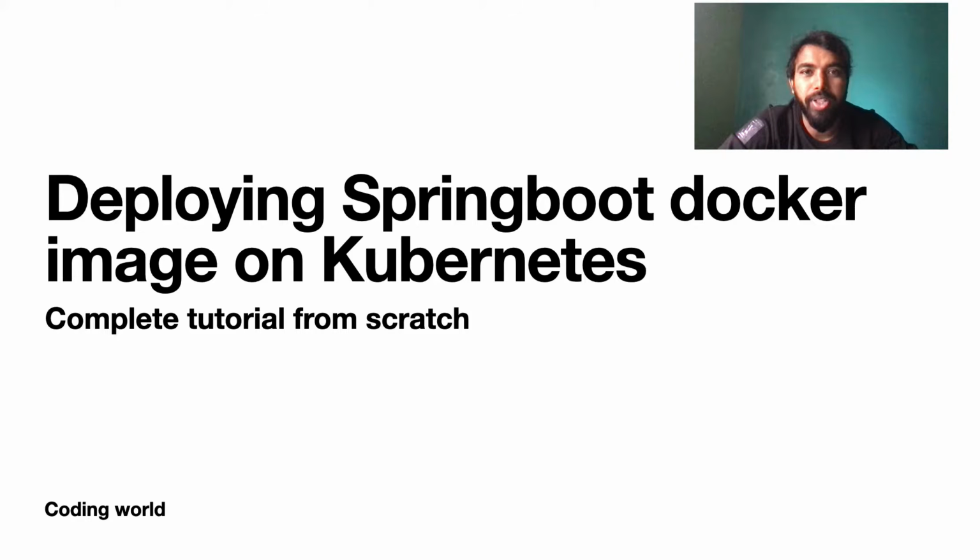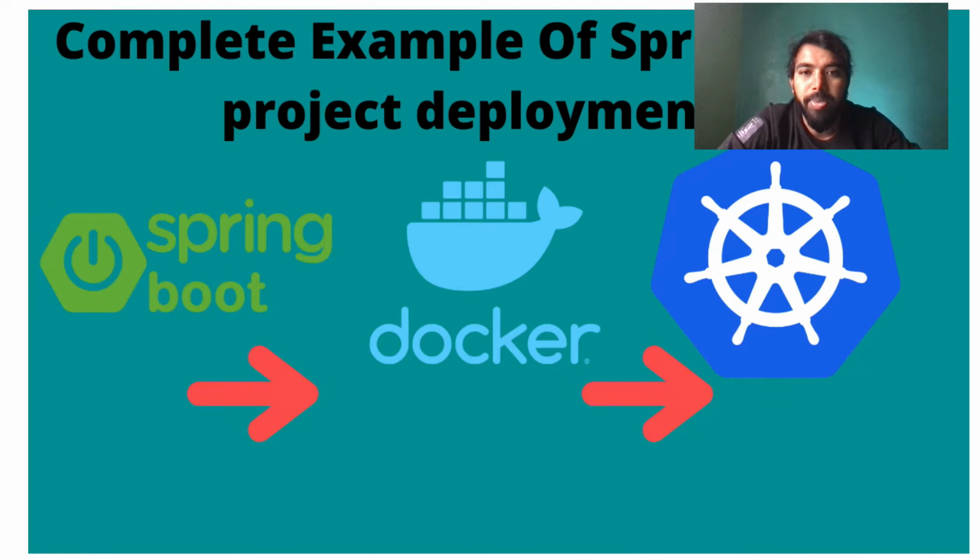Today in this video, we are going to see one more interesting topic, which is deploying a Spring Boot Docker image on Kubernetes. This is a complete tutorial where we are going to create a Spring Boot project. Then we will create a Docker image of it, and finally we will deploy that. We will create a simple Hello World Spring Boot REST API service, and then we will create the Docker image of that, and then we will deploy it on Minikube.